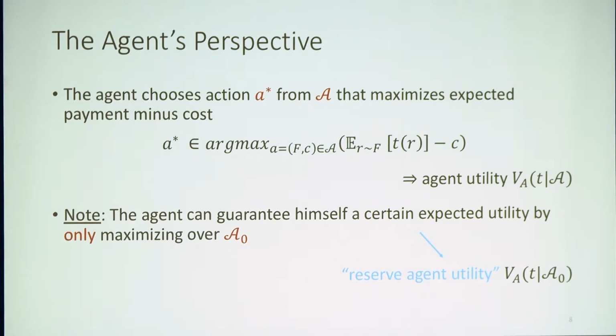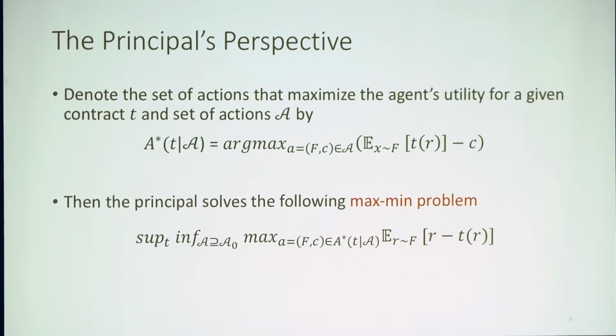Okay, so now to the more interesting part. So what is the principal trying to achieve, right? So he's designing this contract only knowing A0, but then later on, some larger set of actions A will be realized, okay? So since the principal's payoff depends on what the agent does, it will be convenient to define this first thing here.